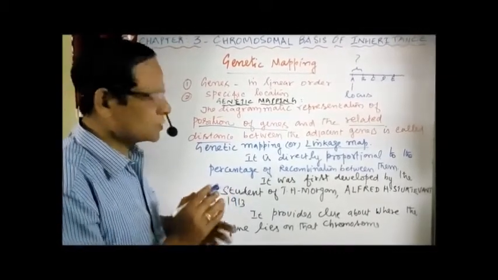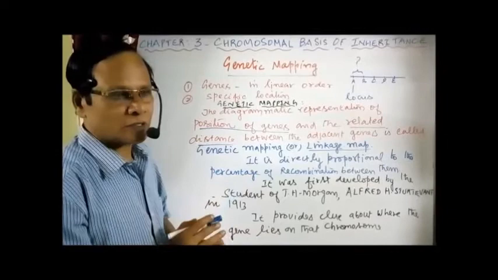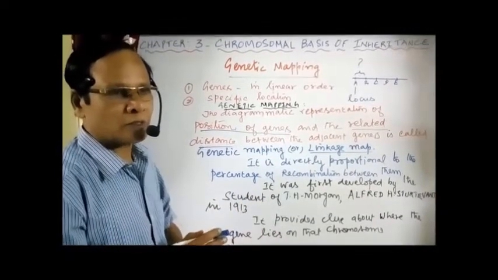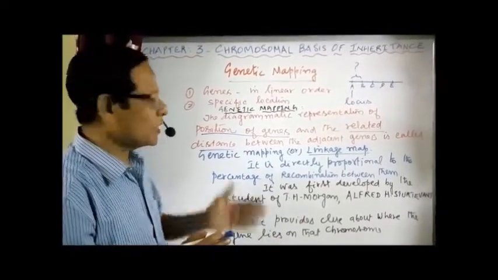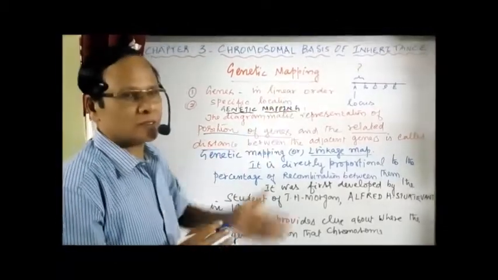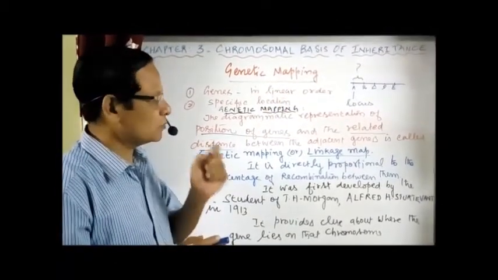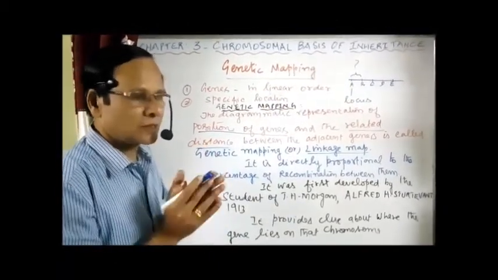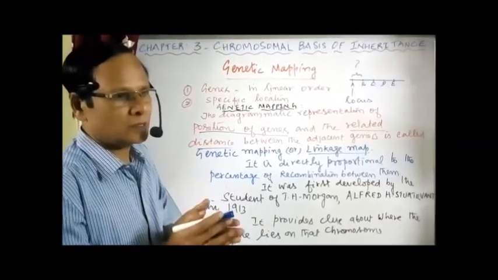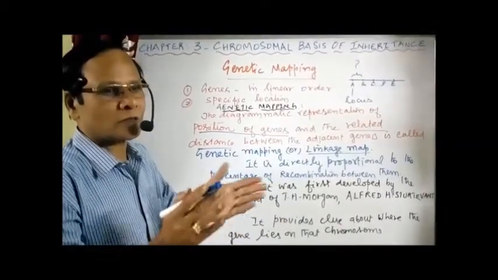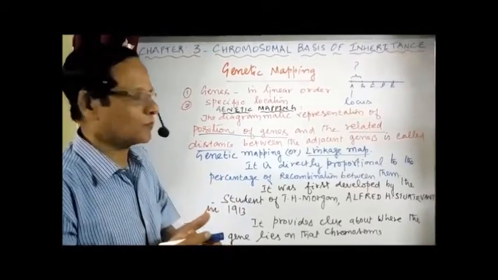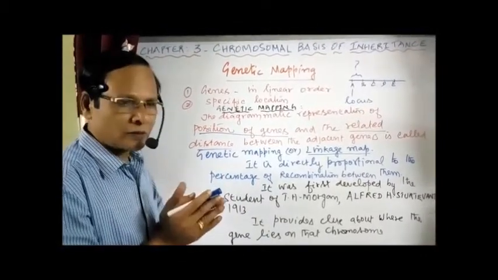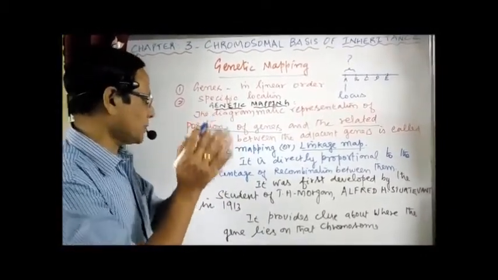So, the unit we are using is the recombination frequency, a percentage of recombination or crossover value, and based on this only we can construct the genetic map. So the factor we need is the percentage of recombination, recombination frequency or crossover value. These are all required to construct what is called a genetic map.